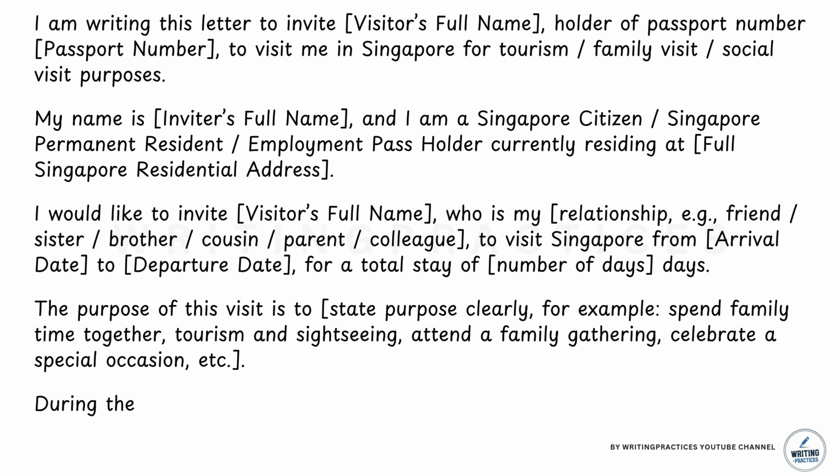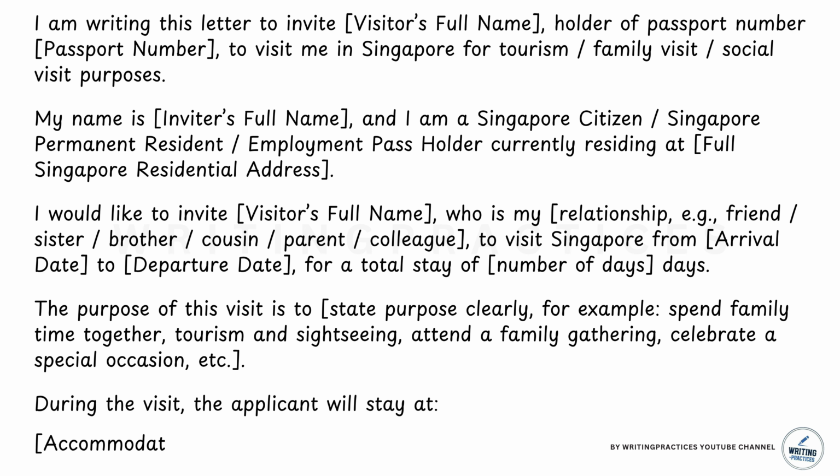Accommodation details. Now state where the visitor will stay. Example, during the visit, the applicant will stay at 25 Tampines Street 81, number 10-214, Singapore 520025. Accommodation details are essential because immigration authorities need to know where the visitor will reside during the stay. This helps confirm that the visitor has proper arrangements.